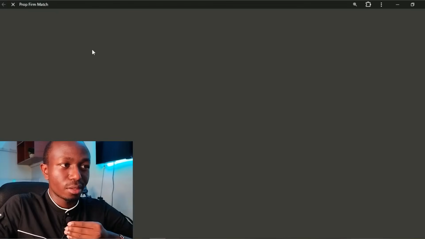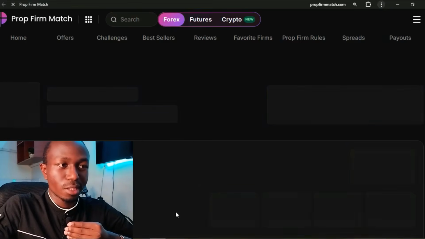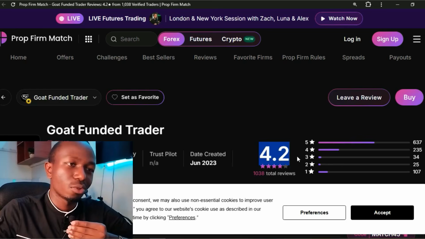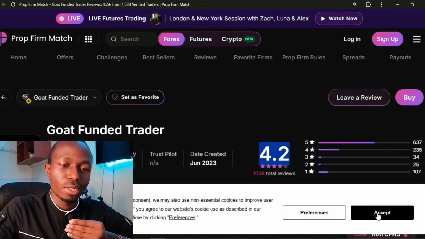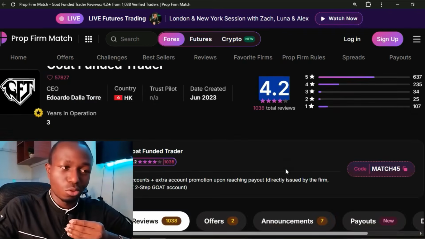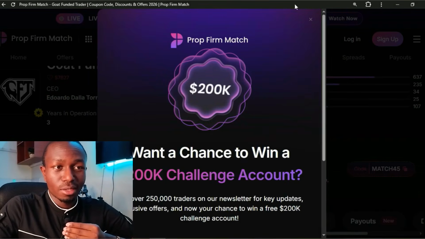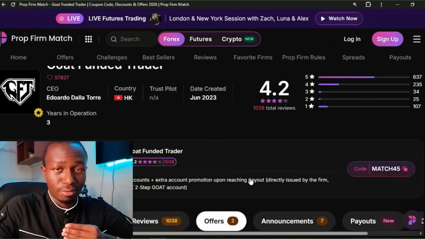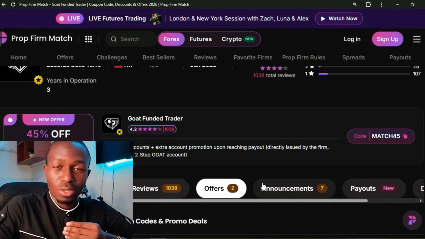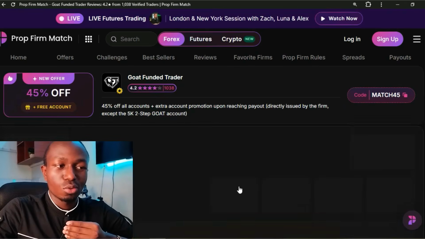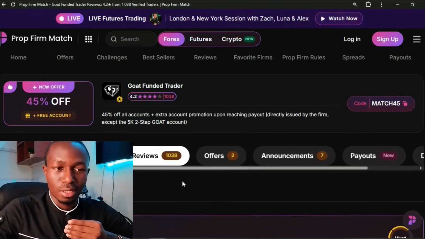Let's check the GFT reviews on PropFarm Match quickly. You can see that they have a 4.2 star rating. Of course, you will have negative reviews on any PropFarm, on any product. You'll always have 1 or 2 negative reviews, but you should make that decision yourself whether to trust GFT or any other platform based on the overall trend. The review section here is where you're going to see what other traders are saying about GFT.